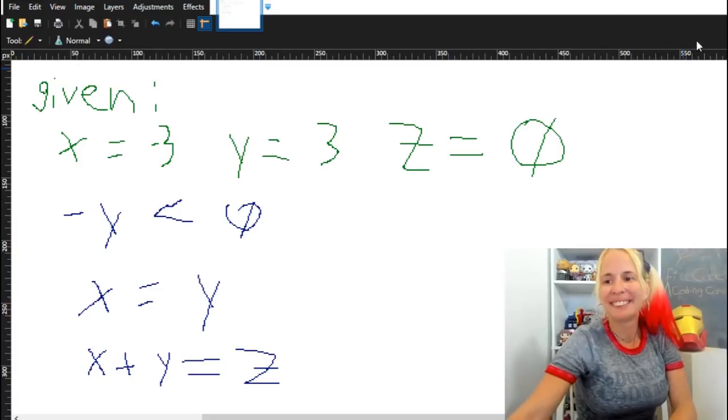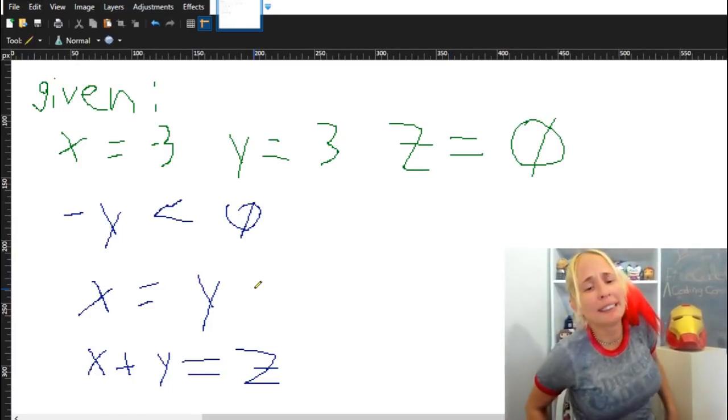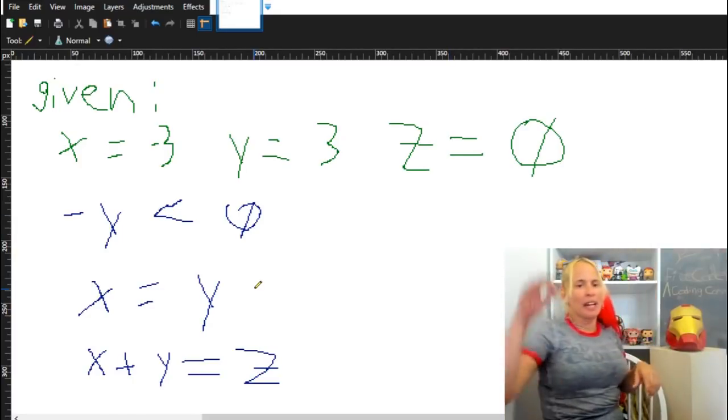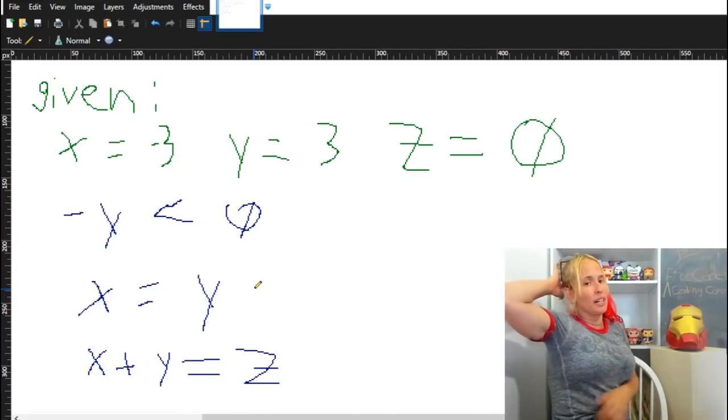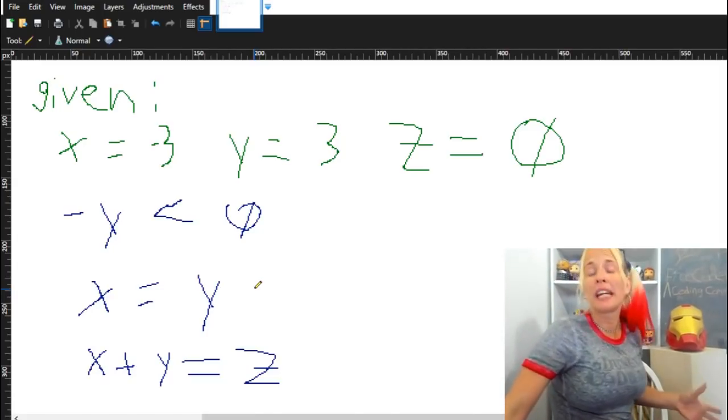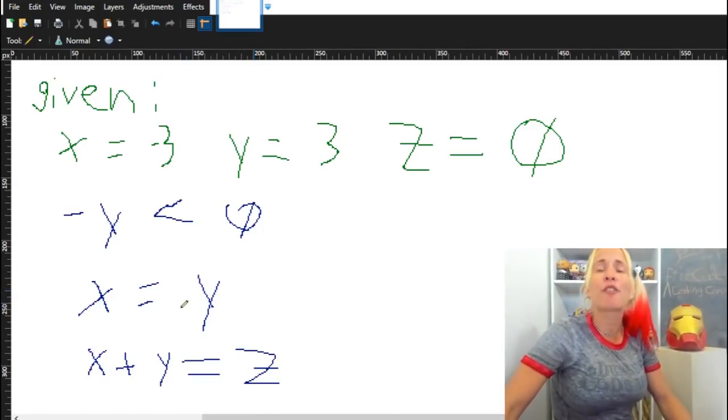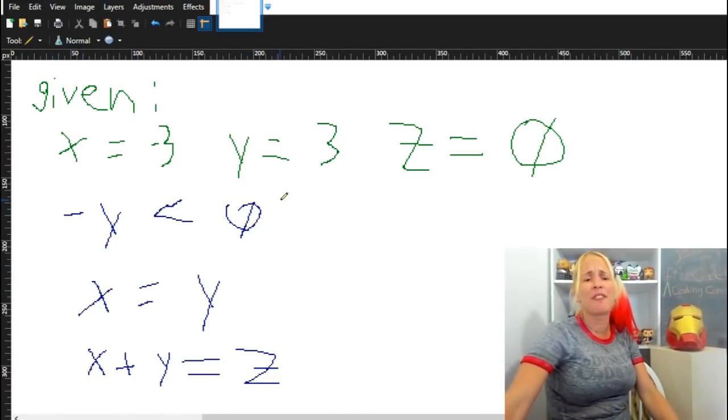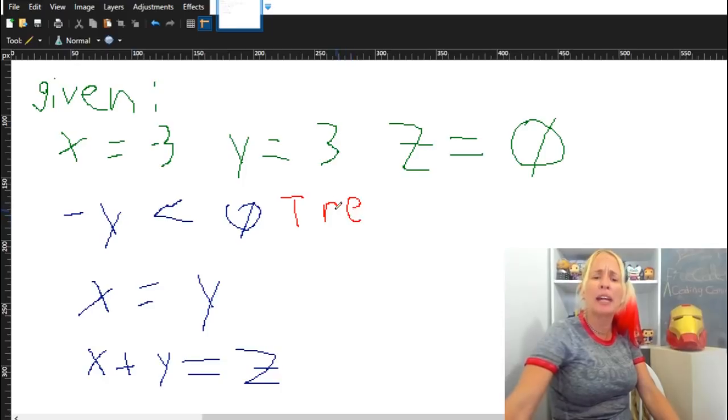All right. -y is less than 0. Okay, y is 3, so -y would be -3, and -3 is definitely less than 0. This is so true. Yay! Oh, I spelled true wrong. Okay, I'm going to give it a star.